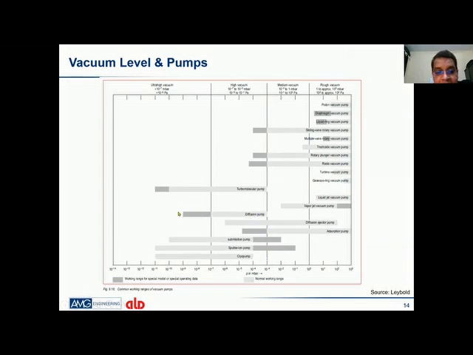And what we have seen is that the diffusion pumps' normal working range is from 10 to the minus 3 millibar to 10 to the minus 7 millibar. So this is their normal range. If you want to go higher than this, then we have to move to the turbomolecular pump, which will go from 10 to the minus 3 to 10 to the minus 10 and minus 9.